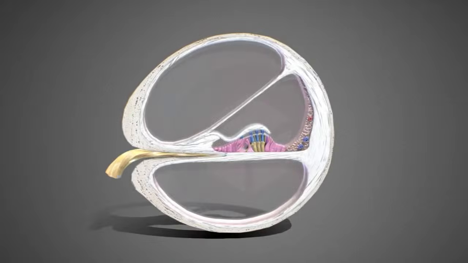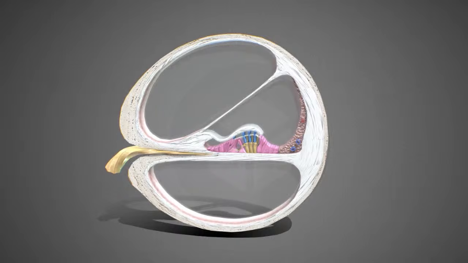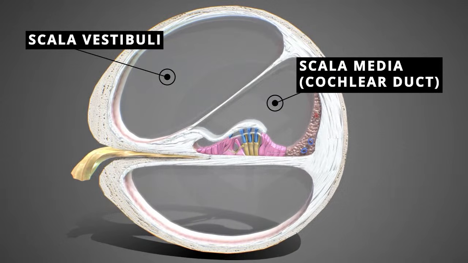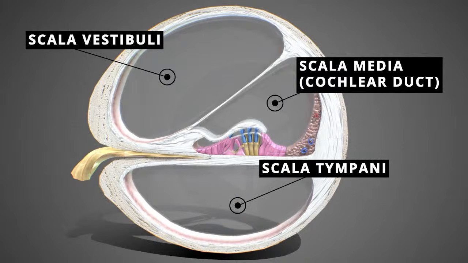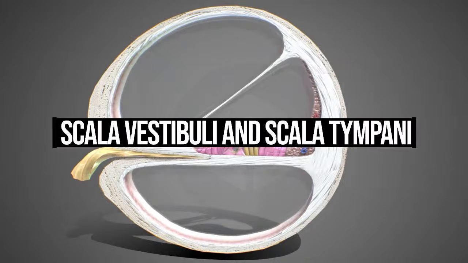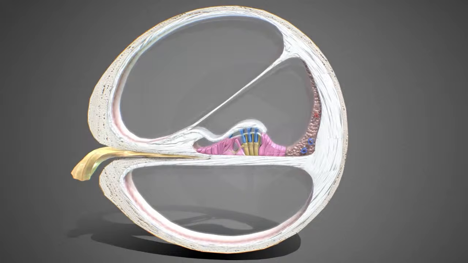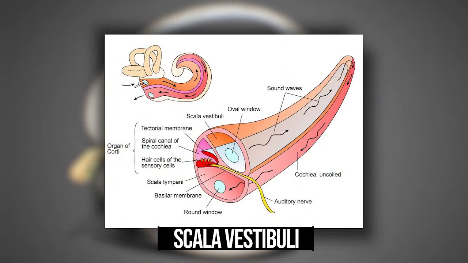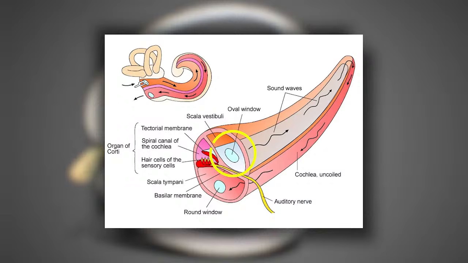This division creates three parallel, fluid-filled chambers or canals, the scala vestibuli, scala media, cochlear duct, and scala tympani. Scala vestibuli and scala tympani. These two chambers are filled with a fluid called perilymph, which is similar in composition to cerebrospinal fluid. The scala vestibuli begins near the oval window, where the stapes bone transmits sound vibrations into the cochlea.